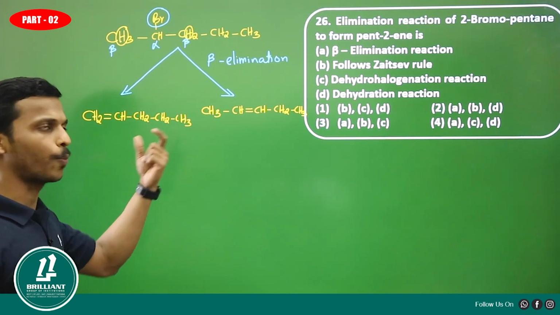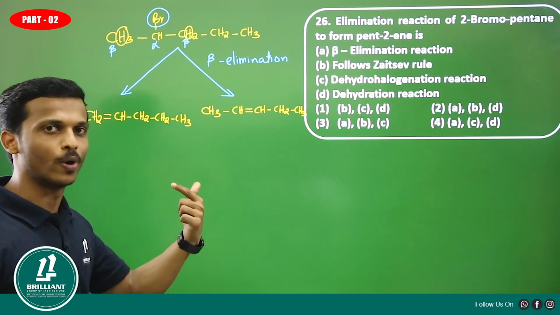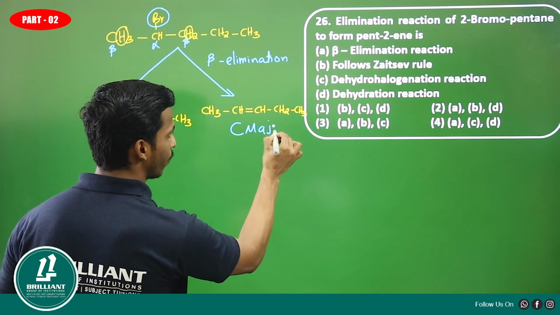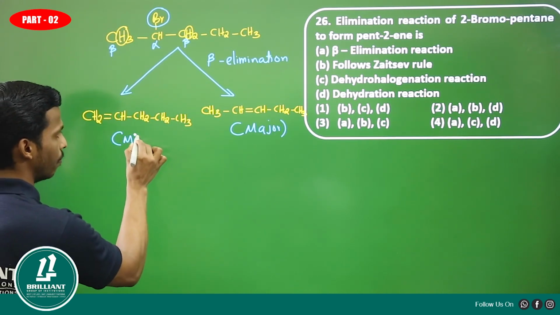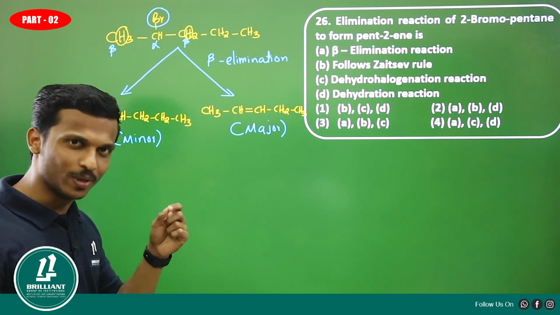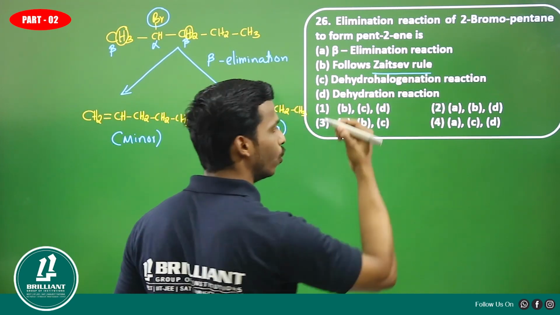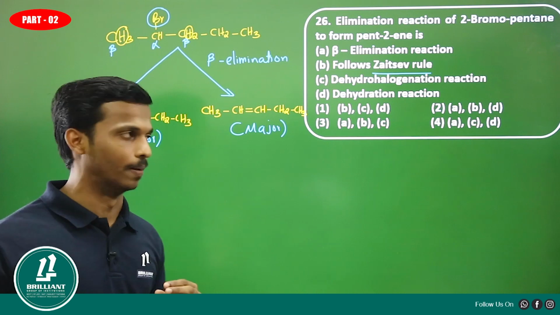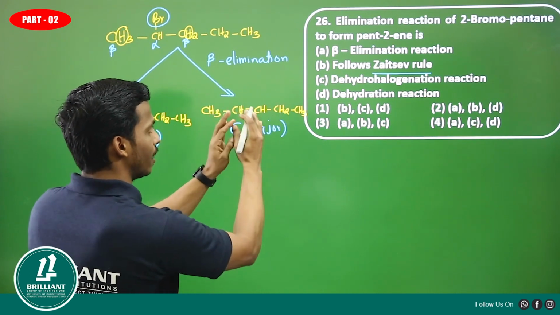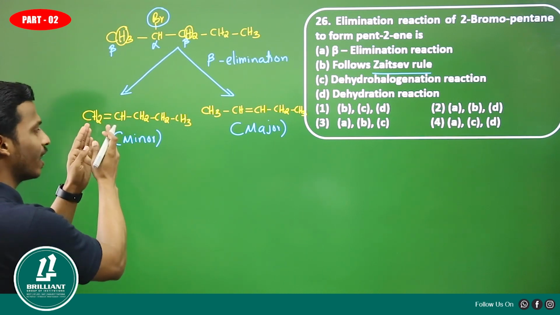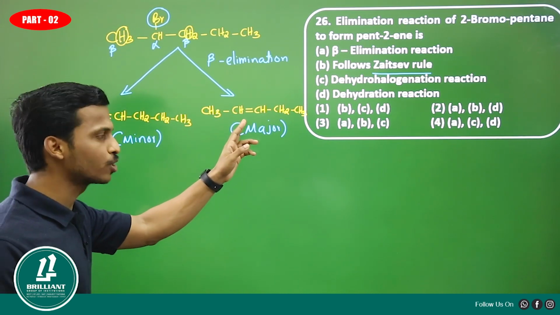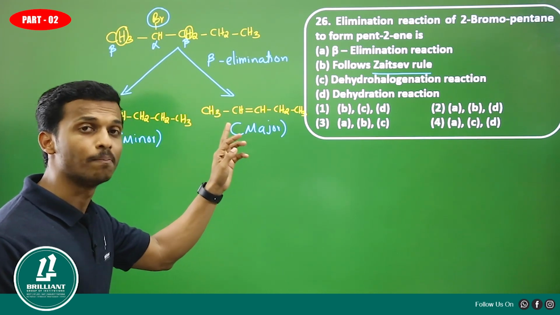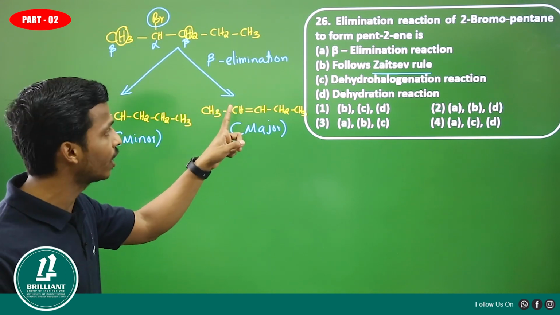After that, you are getting two products. Among them, one is major and one is minor. Which is the major product? Pent-2-ene is the major product and pent-1-ene is the minor product. Why is it major? We studied Saytzeff's rule. According to Saytzeff's rule, more substituted alkenes are more stable. See here, the alkene is more substituted by alkyl groups, but here it is less substituted. So according to Saytzeff's rule, pent-2-ene is the major product. So we applied beta elimination and Saytzeff's rule.